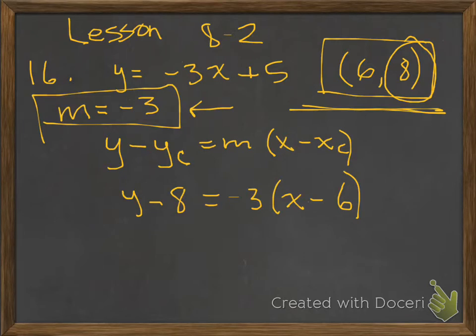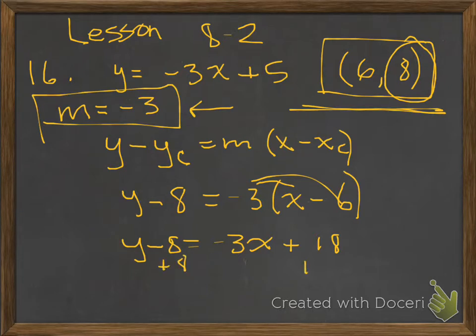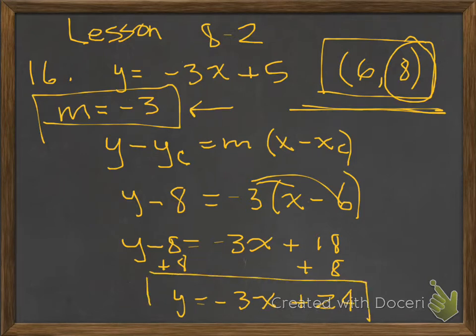But typically we want to write our equations in some other form. So let's go ahead and put this in slope-intercept form. So we will distribute the negative 3 next. So y minus 8 equals negative 3x, and then a negative times a negative, so that'll be plus 18. And then we need to add 8 to both sides. And y equals negative 3x plus 24. So this is the slope-intercept form of the equation passing through this point parallel to the given line.